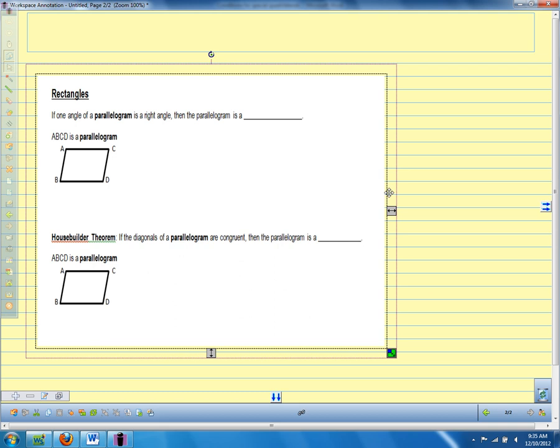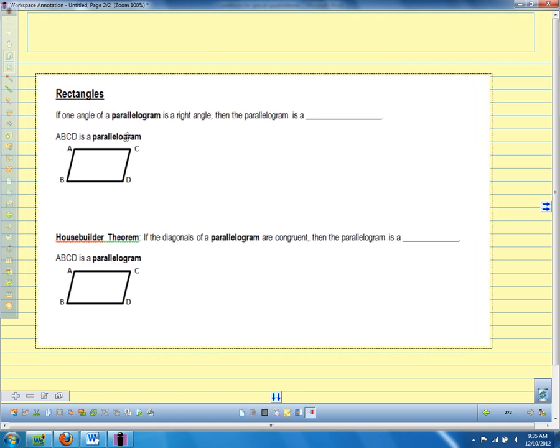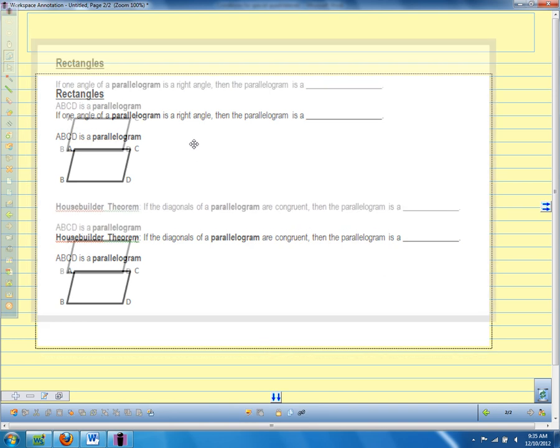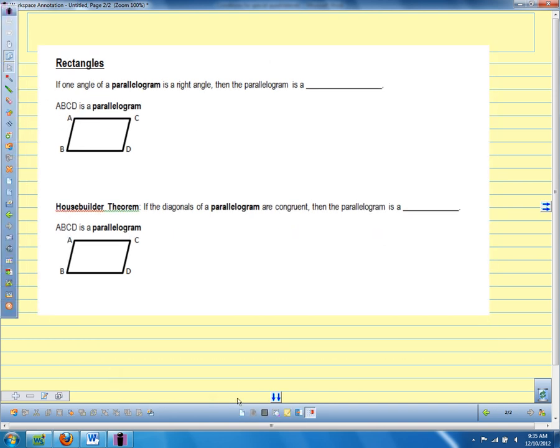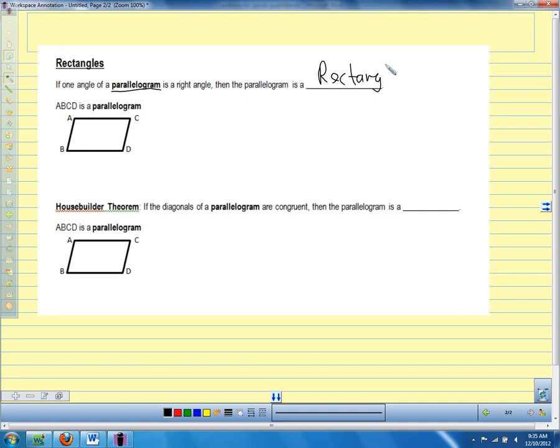So on these two, we're starting with a parallelogram. So we know we have a parallelogram to start with. And these are things that we can figure out about this parallelogram that guarantee us we have a rectangle. So the first one: if one angle of a parallelogram is a right angle, then the parallelogram is a rectangle.